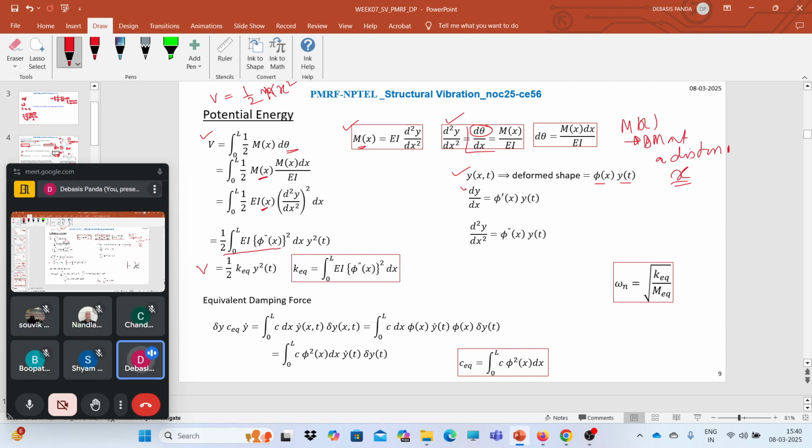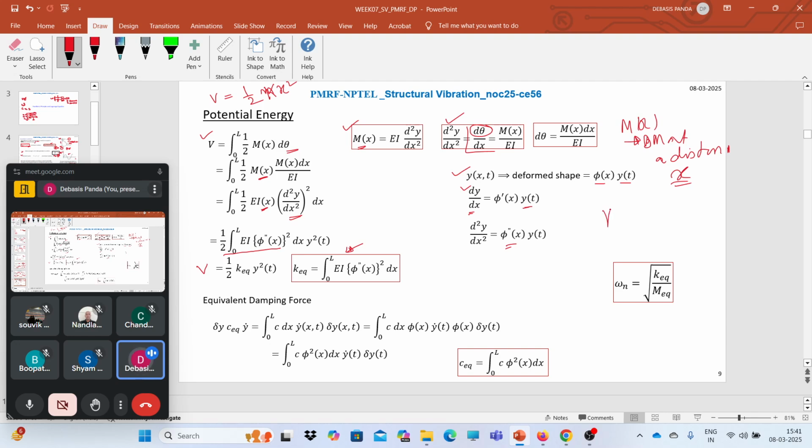What is dy by dx? We are differentiating with respect to the space variable, that means phi dot into y. And if we differentiate with respect to x again, we are left with phi double dot into y of t. So instead of d2y by dx2, we can write phi double dot of x times y, whole square, with EI at the front, inside the integral. If we separate this term, what we are left with, the k equivalent, is nothing but the integral from 0 to L of EI phi double dot of x square dx.